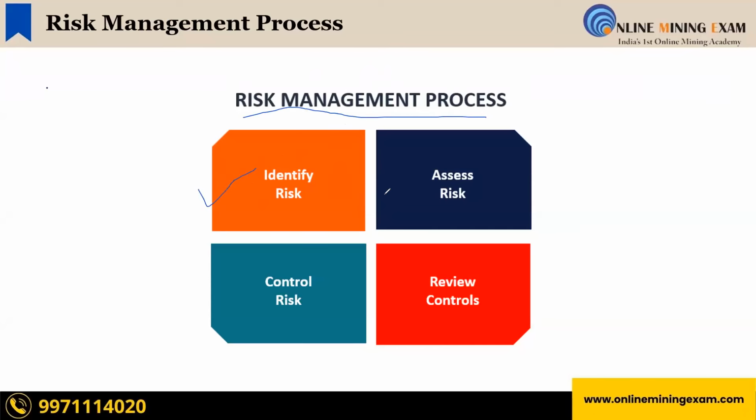Number 1 is identifying the risk. Number 2 is assess the risk. Number 3 is control the risk. And number 4 is review controls. Okay, so these are the total 4 steps in any risk management process.